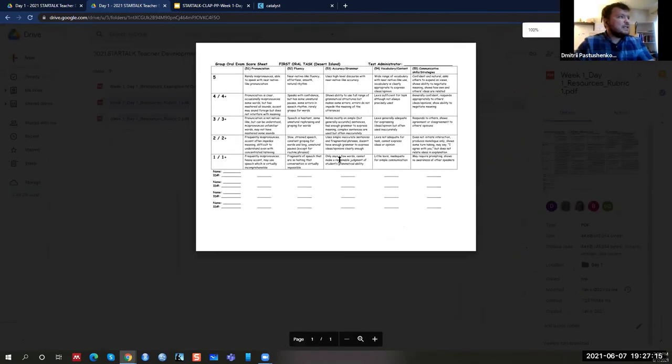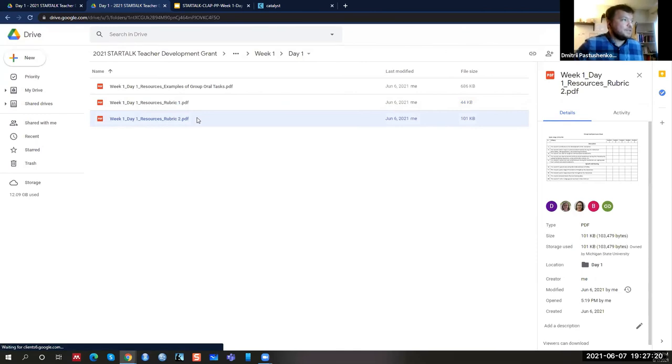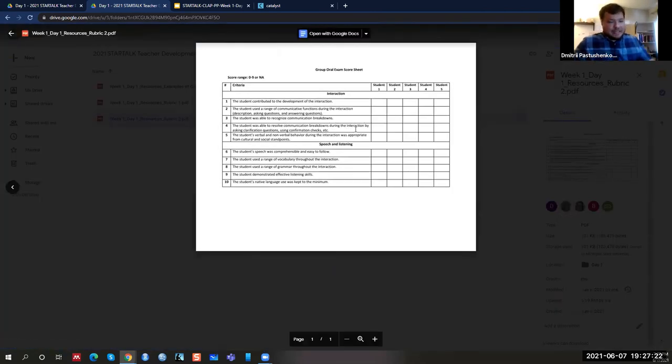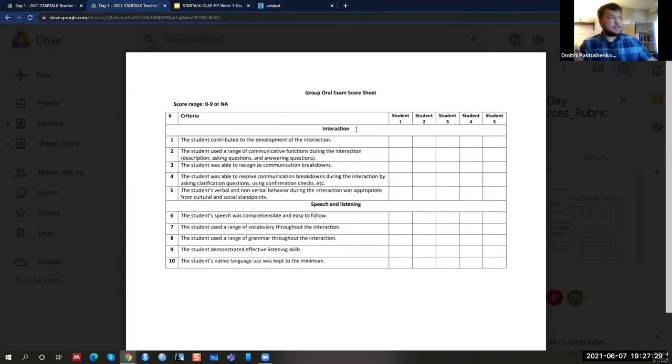Okay, and now let's take a look at another rubric. Rubric number two. Here you can see it's a little bit different. It doesn't focus on language skills necessarily. It has two sections, interaction and speech and listening, okay? You have multiple students in the group and you rate from 0 to 9, or you can put NA, not applicable. So take a look, what do you see here? And what do you think about this rubric?